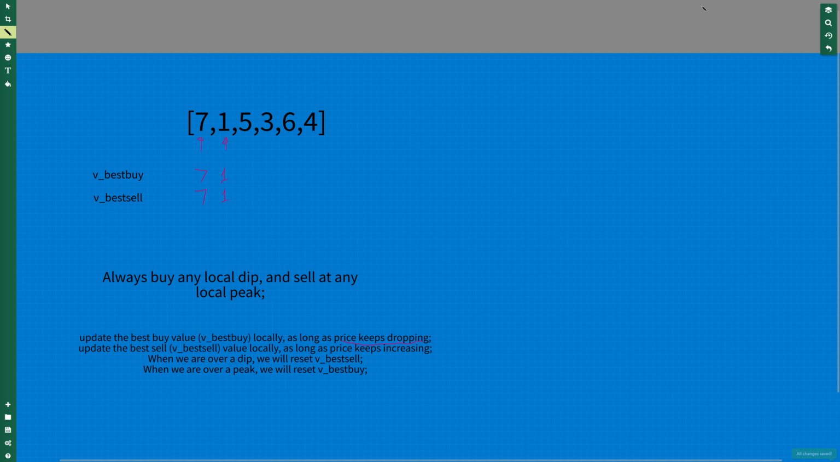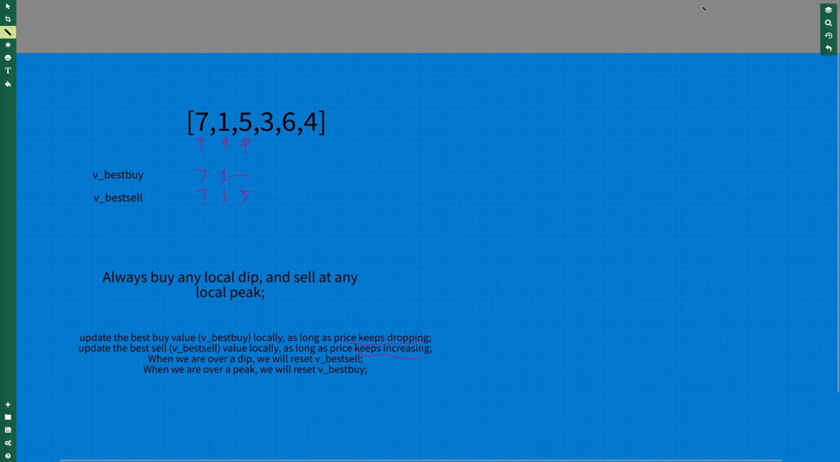But do we have a transaction here? We don't. We're not selling anything. Let's move on to this number 5 here because it's an increase. As long as price keeps increasing, we're going to update the best sell value locally. We increase it to 5, and this keeps growing like that. Do we sell? We don't sell yet. We don't know if 5 is a peak, right?